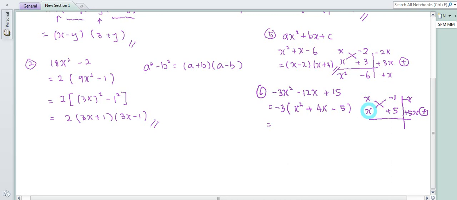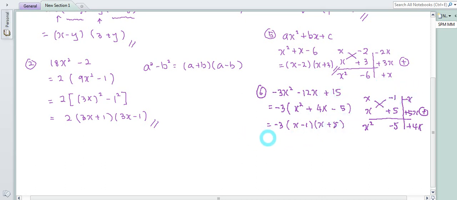So now we double check again. X times x, x squared. Correct. Negative 1 times 5, you get negative 5. Correct also. These two add up together, you get positive 4x. So these combinations are correct. X minus 1, x plus 5. Okay, so this is the answer.